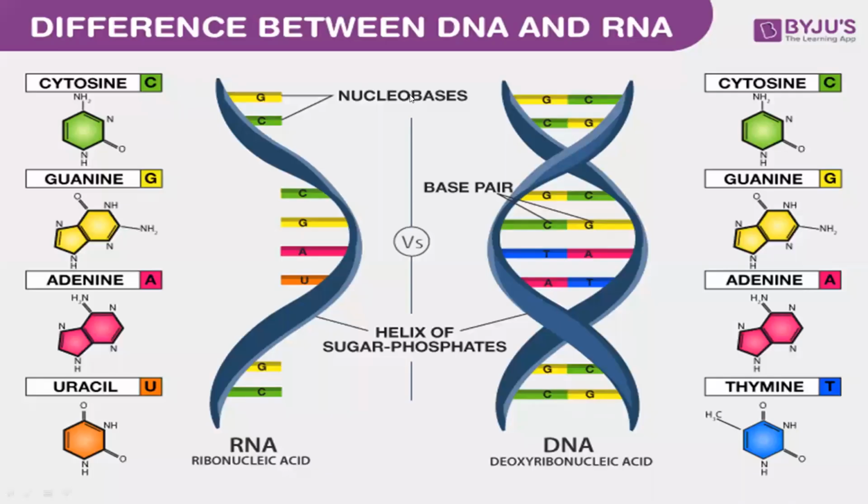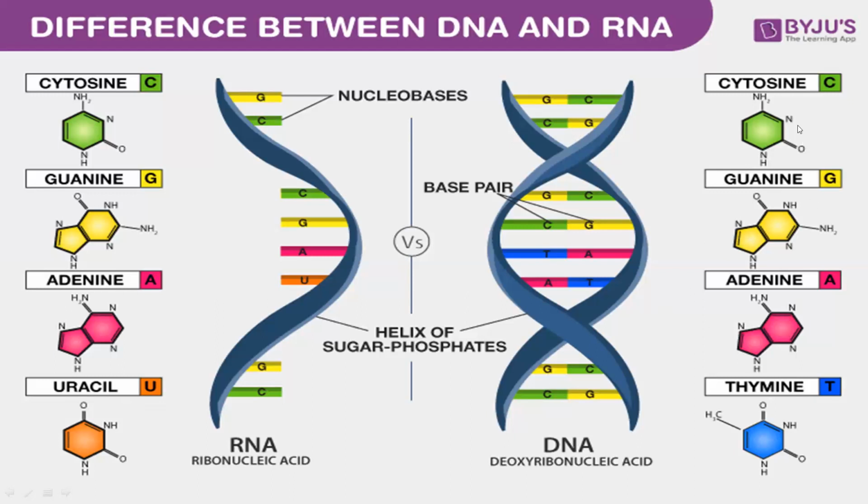What is the difference between RNA and DNA? The thymine and uracil. First, thymine is replaced by uracil in RNA. Which sugar is present in RNA? Ribose. Which sugar is present in DNA? Deoxyribose. So these are some differences. If you see here, it is cytosine, guanine, adenine, and uracil. But here it is cytosine, guanine, adenine, and thymine.